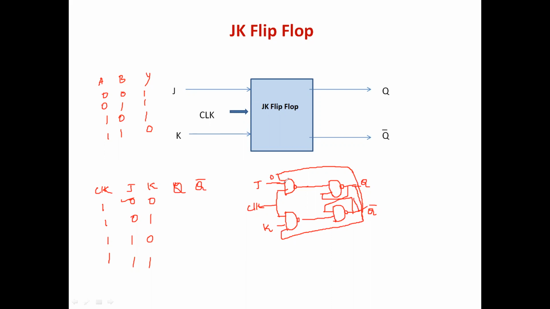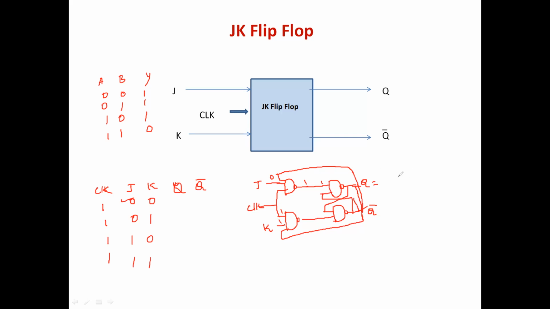When J is equal to 0, K is equal to 1 and clock is equal to 1: when J is equal to 0, irrespective of the other input, the output is high for the NAND gate. When this is high, I cannot predict the output of the other NAND gate without knowing its input. Since both inputs are high here, I cannot get the output of this NAND gate also.